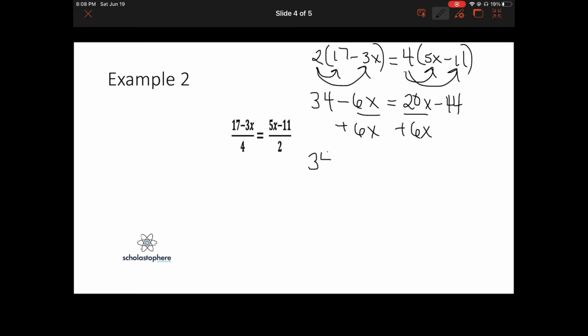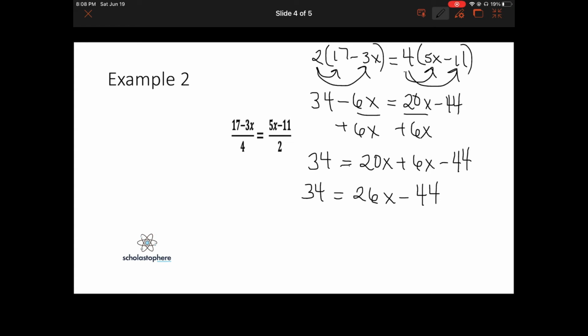Once you move the 6x over by adding it to both sides, your equation should state 34 equals 20x plus 6x minus 44. Once you combine the 20x and the 6x, you'll have 26x. So you should have 34 equals 26x minus 44.